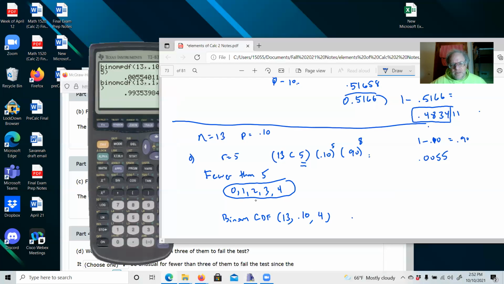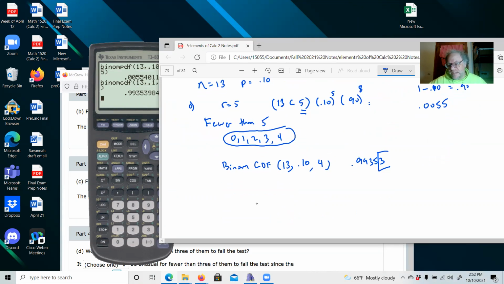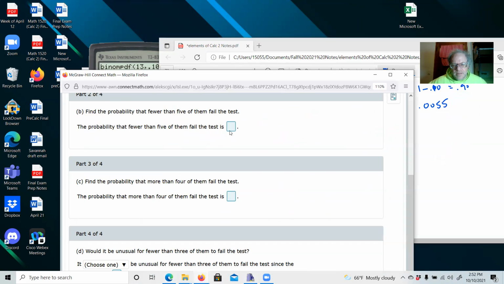And we have 0.99353. We're going to round to 4 decimal places, so we don't need that. So this is simply 0.9935. That's the probability that fewer than 5 of them fail the test.